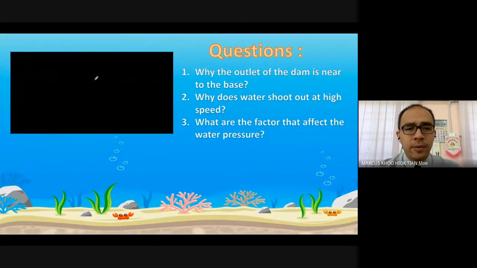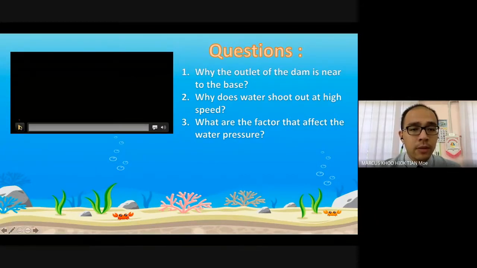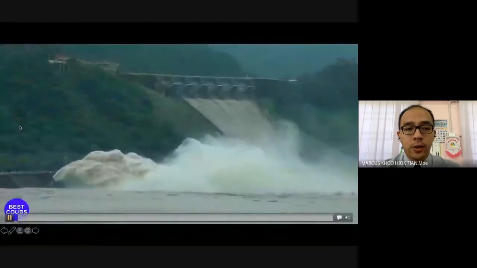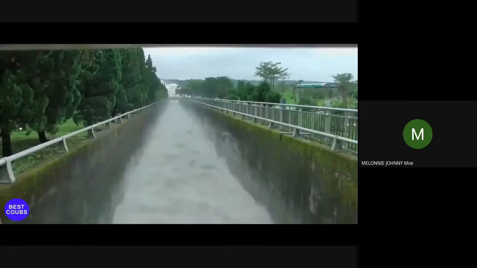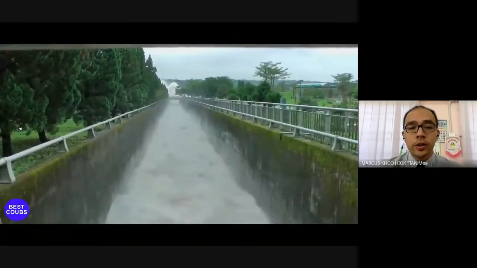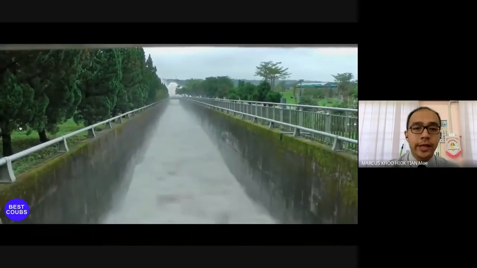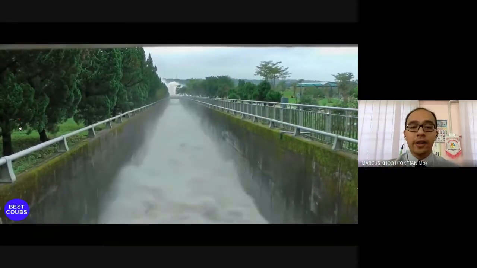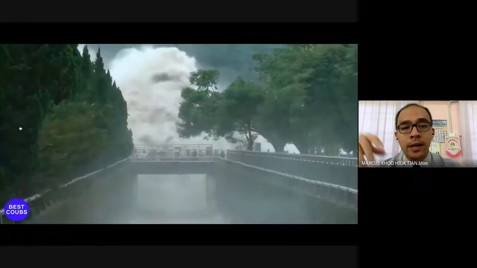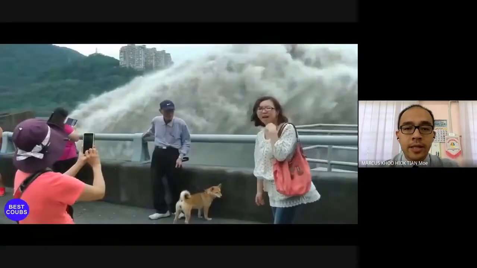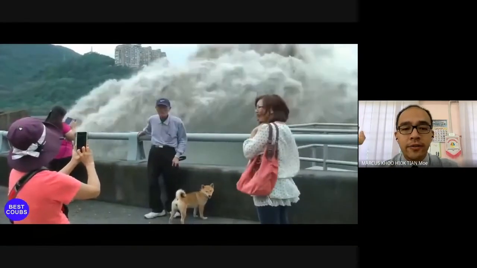This video is a bit long, but I just want you to take a look at what's happening. Can you see the video? Yes. So you notice that there's a lot of water gushing out. The water is flying out very fast, and at certain places, wow, very nice to take photos. Look at the cute dog over there.